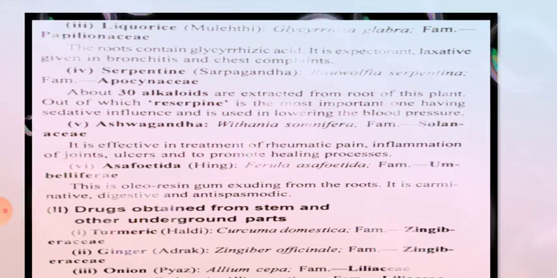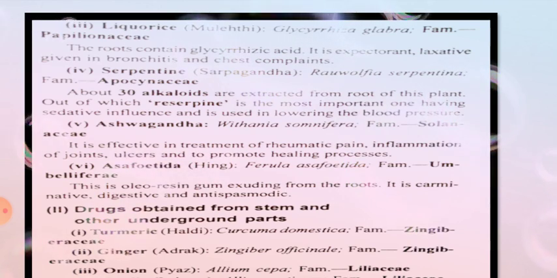Then comes ashwagandha, Withania somnifera. It belongs to the family Solanaceae, and its scientific name is Withania somnifera. It's mainly used for the treatment of rheumatic pain, inflammation of the joints, ulcer, and to promote the healing process. So ashwagandha is mainly used for promoting healing, ulcer, joint pain, inflammation of the joints and rheumatic pain.